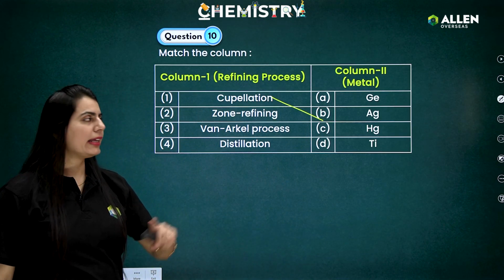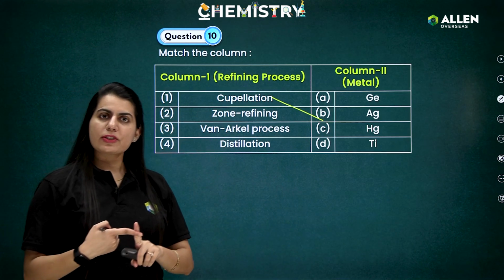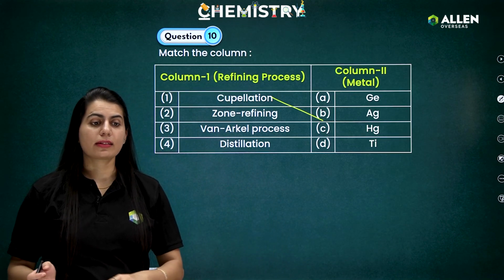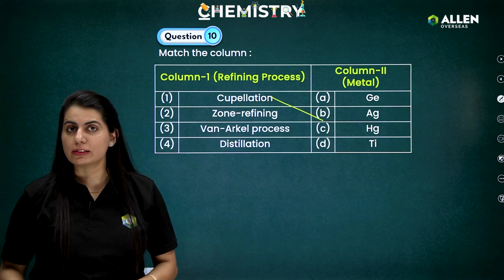Now zone refining is next. Zone refining is generally used to obtain pure metals, especially semiconductors, especially metals of group 14 and 13.